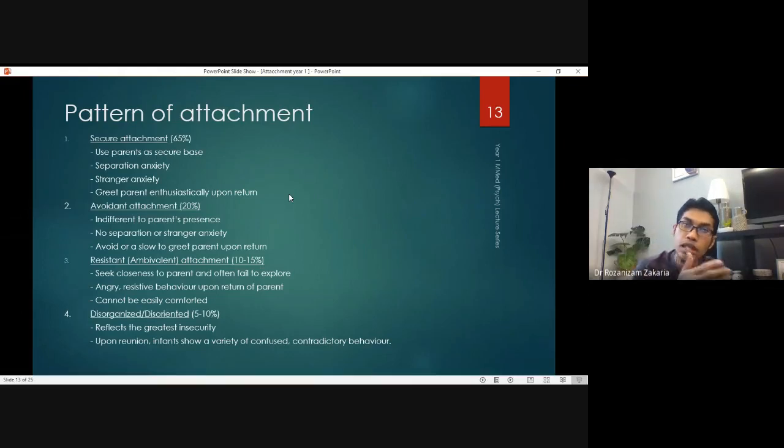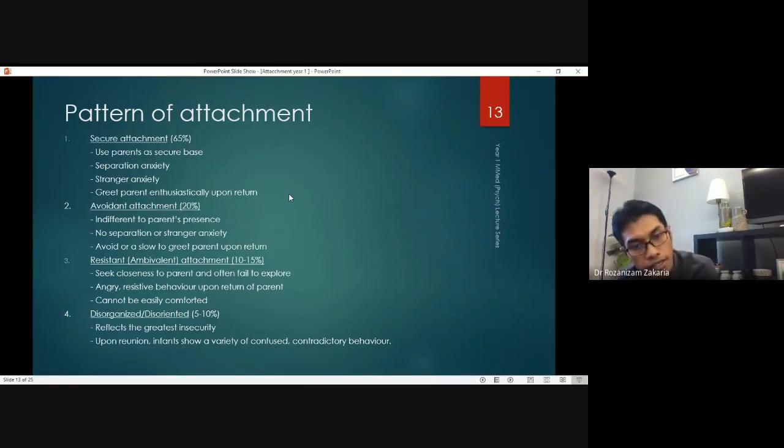Even though attachment occurs in every child, as long as the mother or father provide the necessary requirement for the child to develop. However, there are also abnormal patterns of attachment. So 65%, this is based on this study by Mary Ainsworth. She said 65% of children will eventually develop secure attachment. So they have parents whom they feel as a secure base. There will be an element of anxiety whenever they are not around their secure base, but they will feel comfortable once their parents or their attached figure are around.